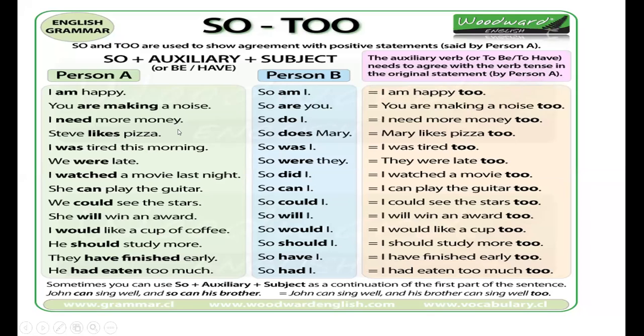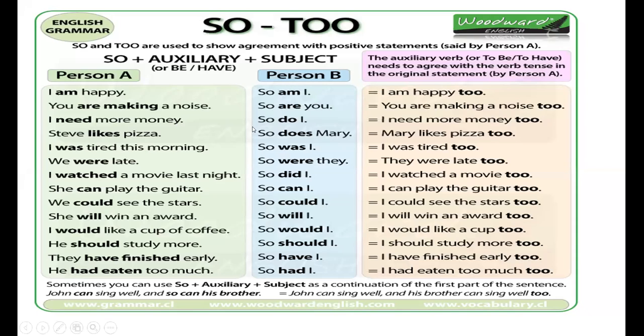For example, I am happy. It is said by person A. So if person A says I am happy, person B should be in agreement with the verb to be, which is in bold. So it says, so am I, right? When you want to agree with that person. Maybe I can come here to the class and say, hello, my dear participants, I'm very happy today. And you say, so am I. Each one of you says, so am I. You're making a noise. So are you.